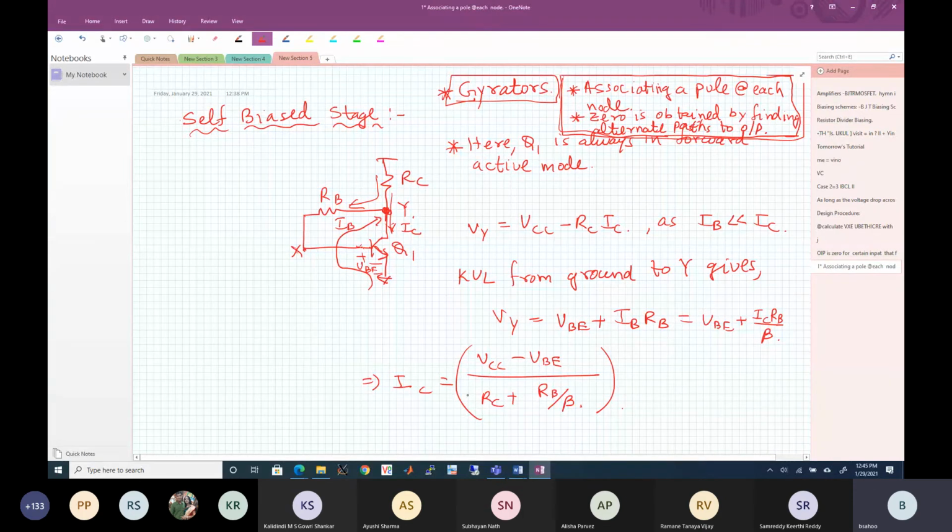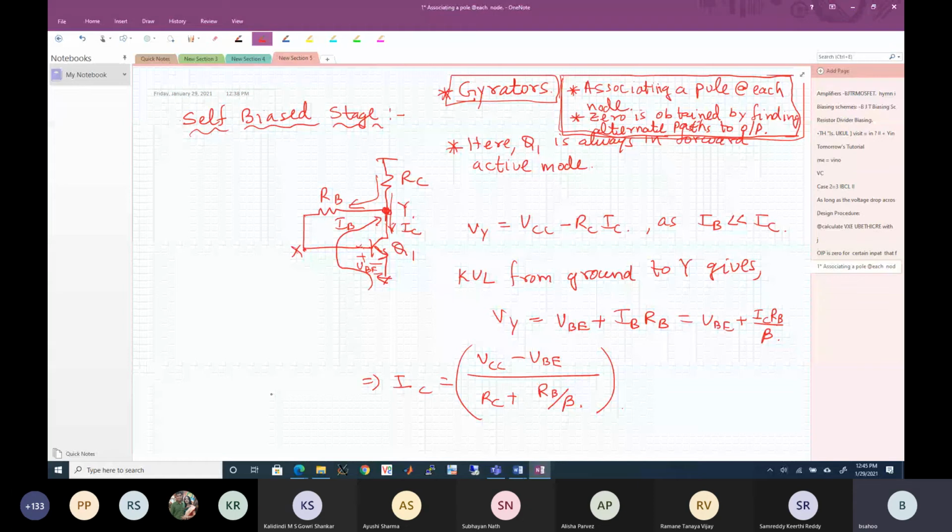So we talked about the simple biasing scheme, resistor divider biasing, and then resistor divider with emitter degeneration, which is the most robust form of biasing. And of course, there is self biasing. Here also you can do an emitter degeneration. As soon as you degenerate with an emitter, you get more robustness in terms of the stability of the parameters. Okay. So these are the three biasing schemes.